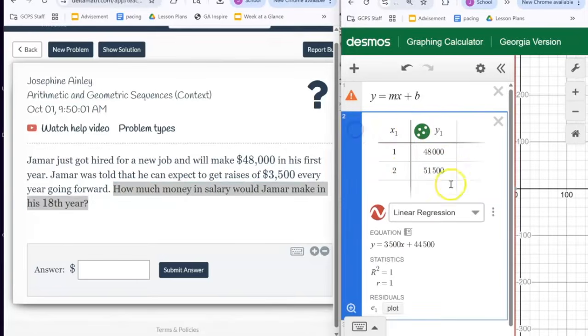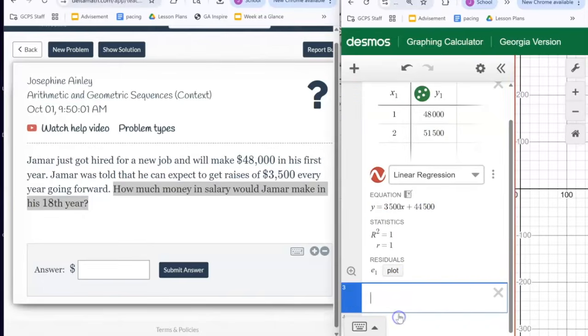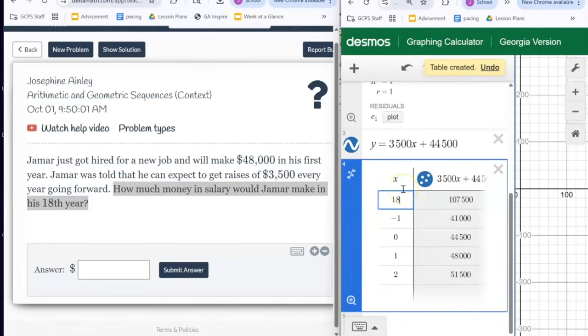You're going to click this button right here, copy your linear regression, and make it a table so that I can see what his 18th year is going to make. So his salary is 107,500.